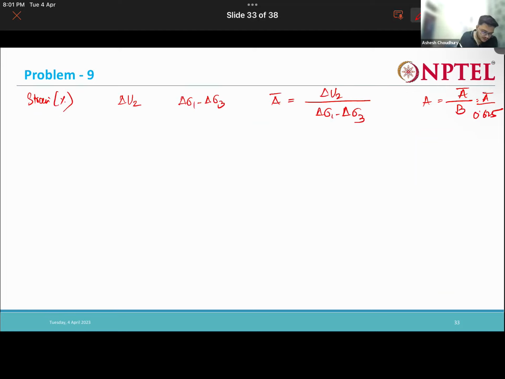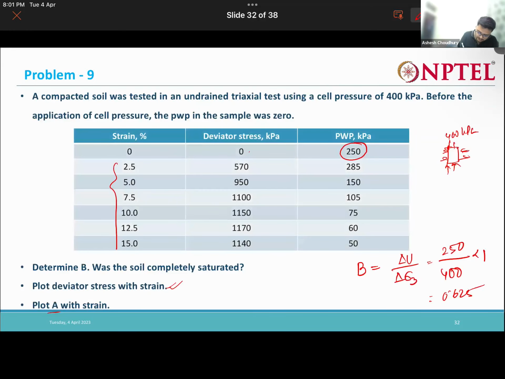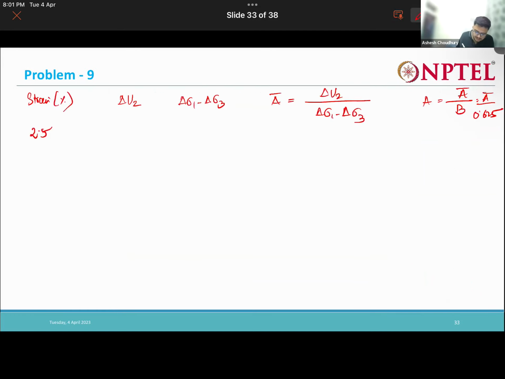So we have strain. The first strain was 2.5%. It was given, so we are writing from here. At 2.5, my pore water pressure was 285. So what is the increase in pore water pressure? From 250 to 285, it's getting increased by 35.